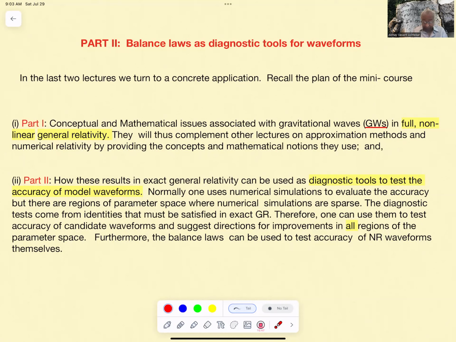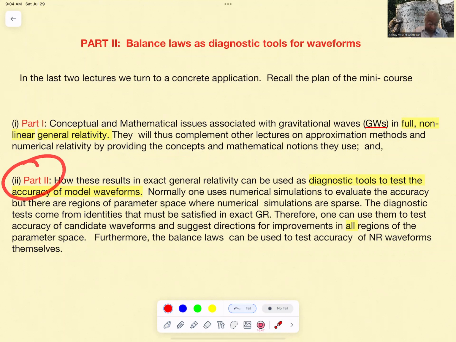And now, using those foundations, which complement other lectures on approximation methods, such as the post-Newtonian methods and so on. And next week, you'll be hearing about numerical relativity. And these lectures that I've given so far, the first 4 lectures, provide conceptual and mathematical notions which complement the approximation methods and numerical relativity methods.